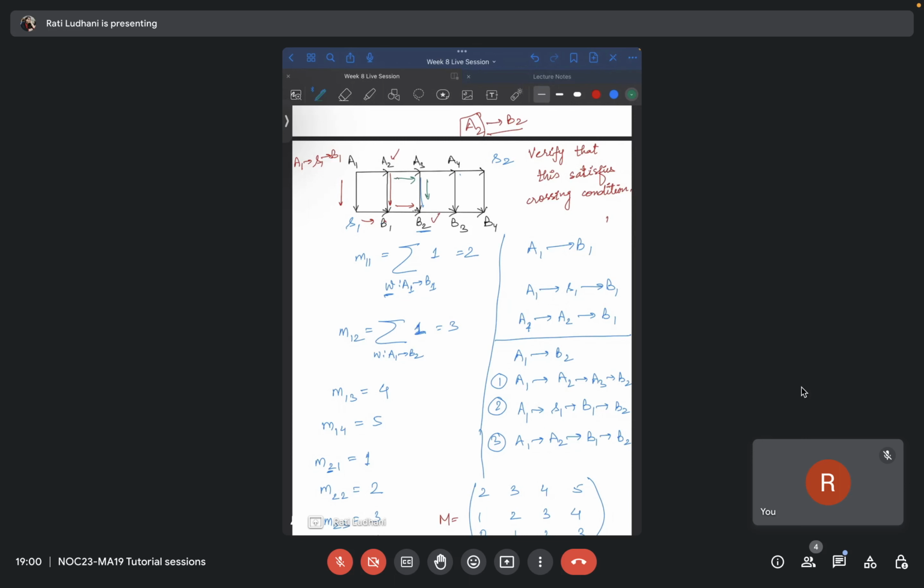No, because this is crossing with the previous one, A1, S1, B1. Yeah, exactly. And the other one also, A2, A3, B2, that is taking A3 into account, which will cross with the other paths. So basically, when you take A2, A3, and B2, both of them you cannot consider.